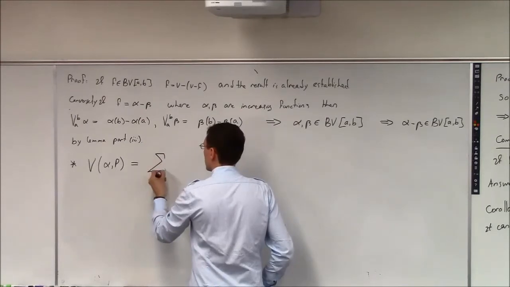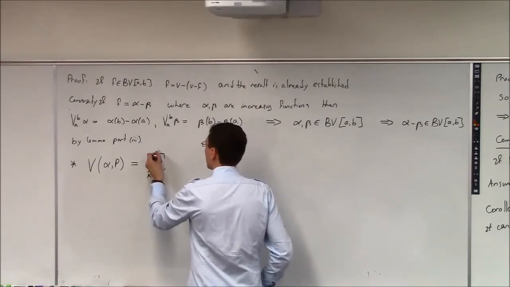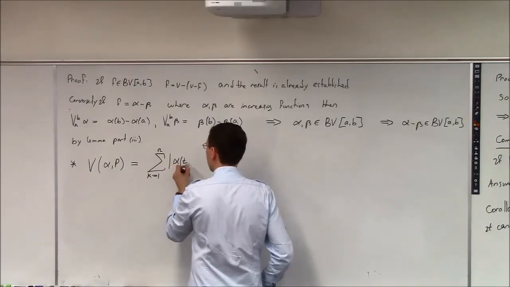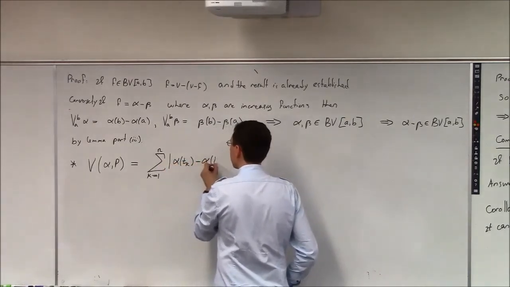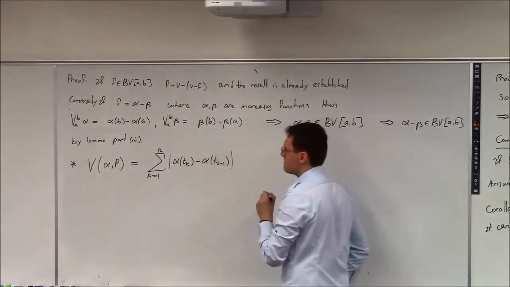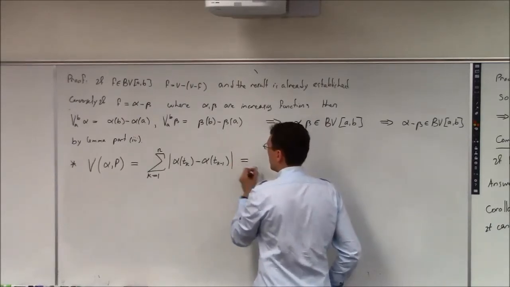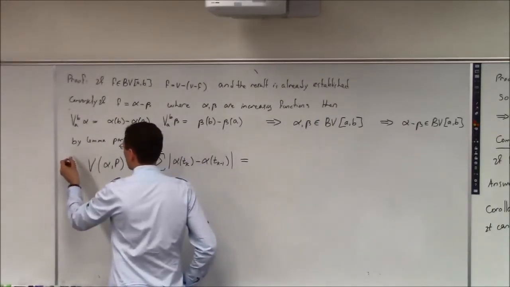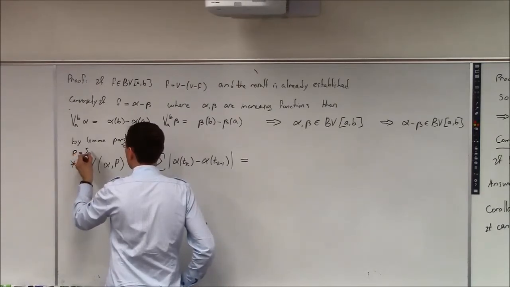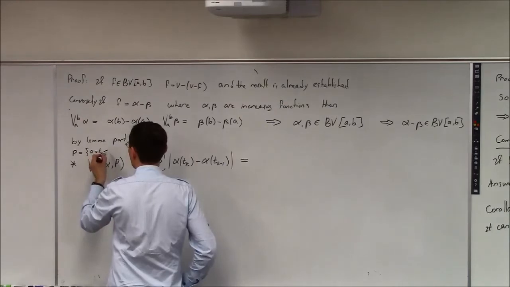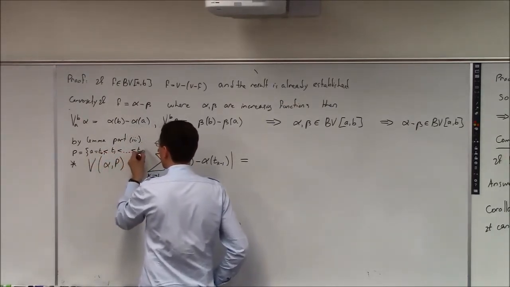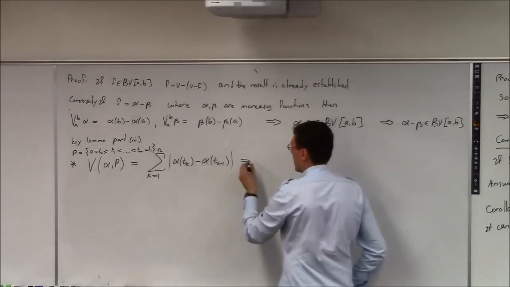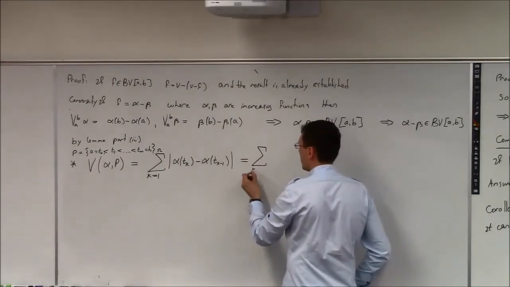Then what we have is the summation, k equals 1 to n, of the absolute value of alpha(t_k) minus alpha(t_{k-1}). Okay? Now the absolute value here is not necessary because the function is increasing, right? The partition here is a = t_0 < t_1, all the way to t_n = b. That's the partition. So t_k is bigger than t_{k-1}, and therefore, by the fact that the function is increasing, I can drop the absolute value.